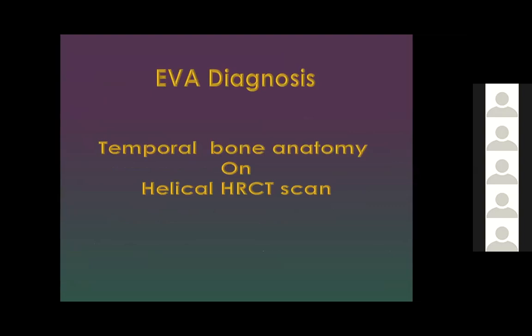How do we diagnose EVA? EVA is diagnosed mainly by CT scan after performing our history, audiogram, and tympanogram. Even if the tympanogram is type A with a conductive element, it increases our suspicion of EVA. The temporal bone CT scan is the key to diagnosing EVA. A high-resolution CT scan of the temporal bone is done, with thin cuts.